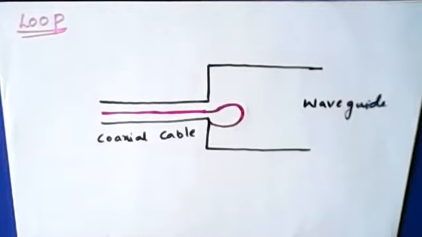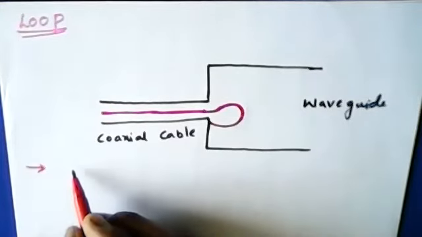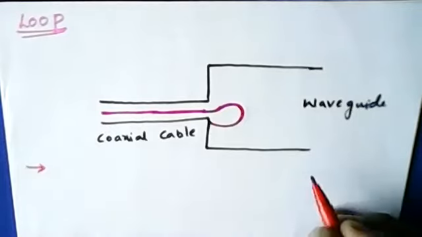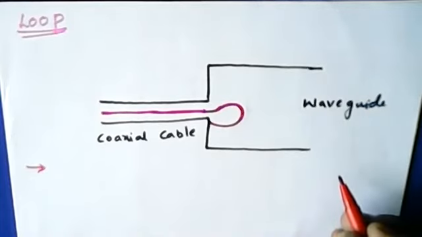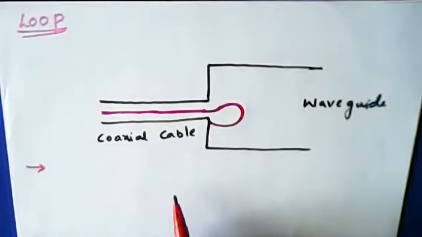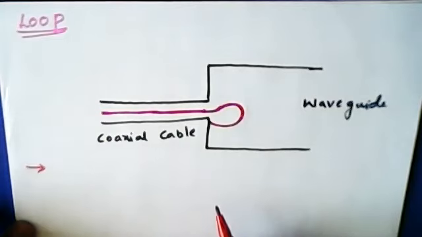So this is nothing but the construction. Now coming to the conditions. Earlier we have seen that the probe is connected in such a way that the inner conductor has to be parallel to the electric field lines of the wave propagation. Whereas here, in the case of the loop, there is the existence of the magnetic field.